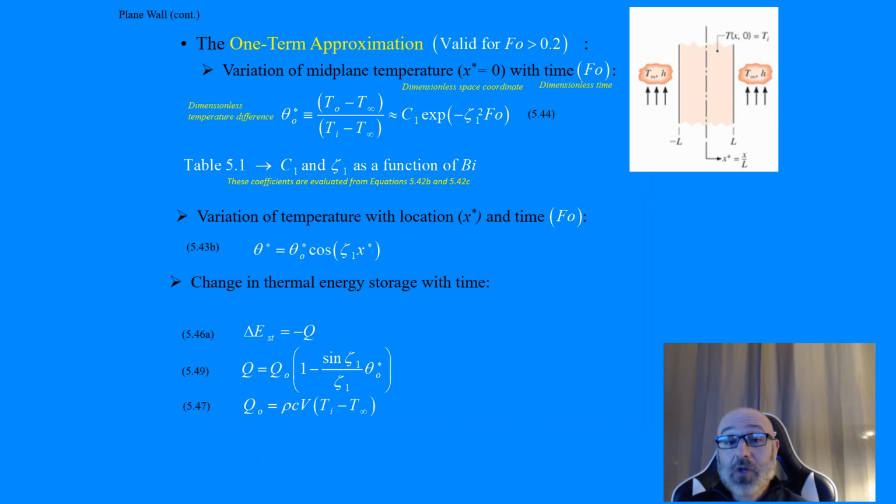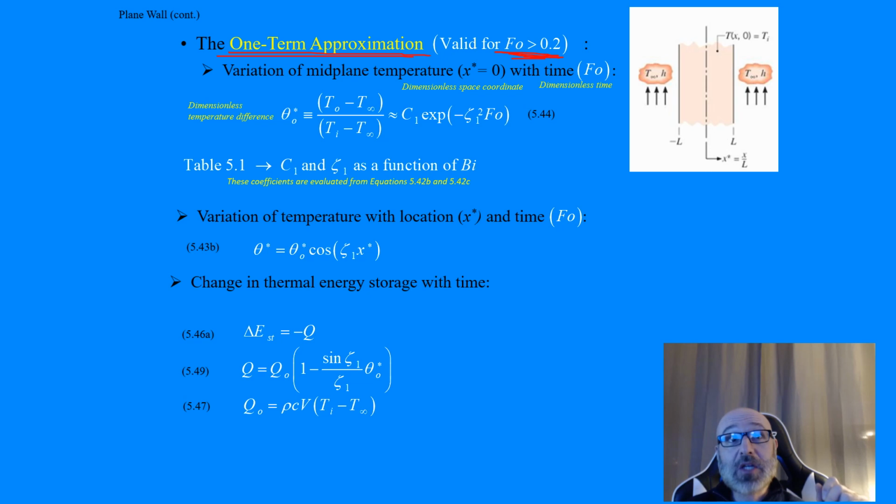So next I want to take a look at some approximate solutions. In particular, let's take a look at our one-term approximation. What we want to note about this one-term approximation here is this is only going to be valid for Fourier number greater than 0.2. So in order to use this approximation right here, we need to make sure that Fourier number is greater than 0.2.